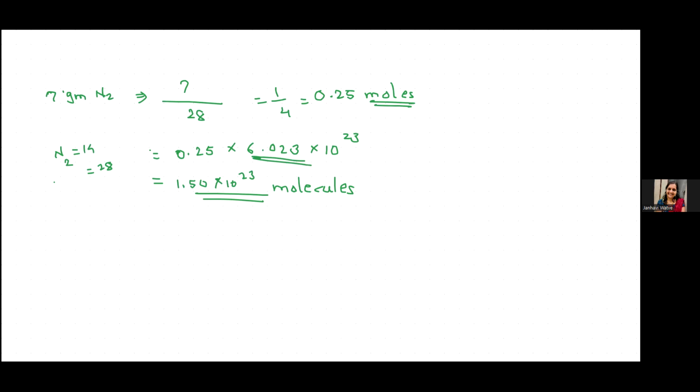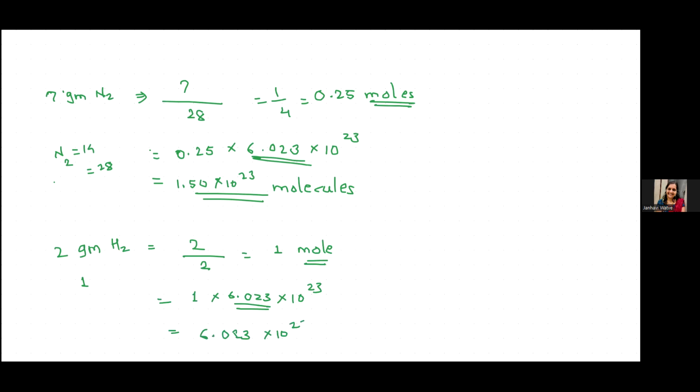Next, we will go to the second option, which is 2 gram of H2. Again, weight given, that is 2, divided by molecular weight. Hydrogen's atomic weight is 1, so here there are 2, which means molecular weight is 2. So 2 by 2 is 1, which is 1 mole. And what about molecules now? 1 into 6.023 into 10 raised to 23, which is again the Avogadro number, since you are multiplying this value by 1. So the answer will be 6.023 into 10 raised to 23 molecules. So in the first option, your answer is 1.5 into 10 raised to 23 molecules, and in the second, you are getting 6.023 into 10 raised to 23 molecules.